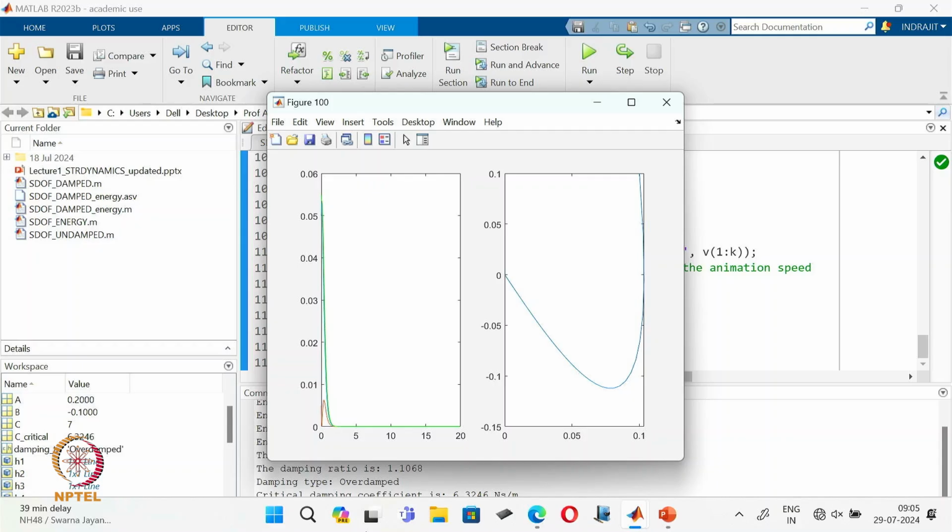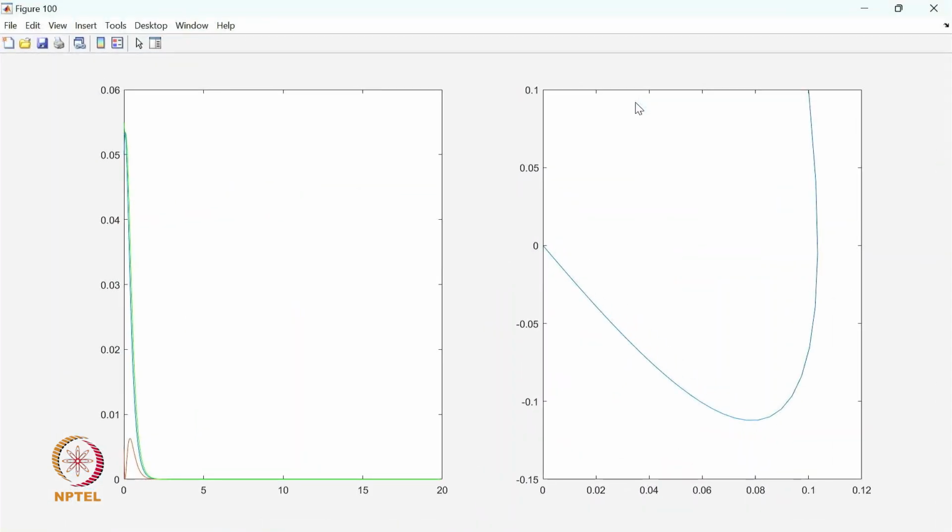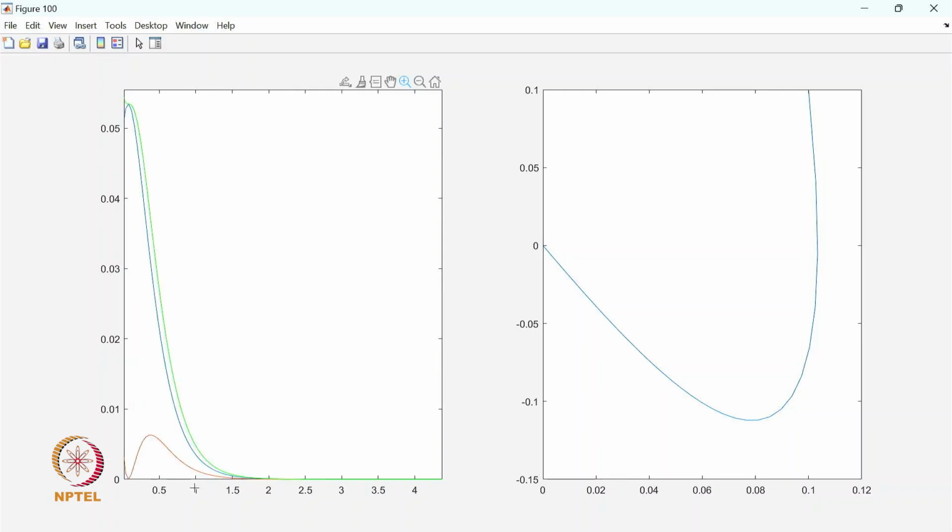So you can see the way the full thing happened. So you can see in the zoomed version how it looks. It starts, then tries to oscillate but cannot do much, and it gets fully decayed.